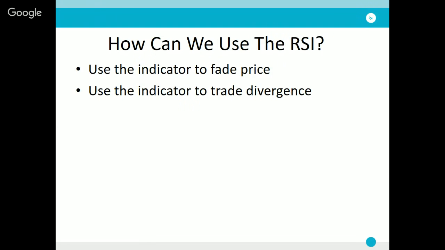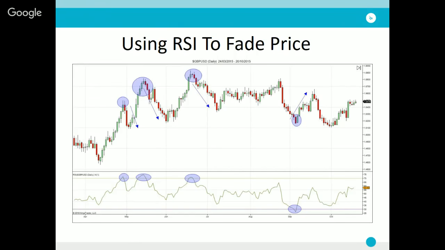So let's look at an example and talk about this a little more. Okay, so this is a daily chart of sterling dollar over a roughly 6-month period. And you can see highlighted on the chart, there have been quite a few occasions where the RSI indicator has moved into extreme levels. And look how price has reacted each time we've moved into these extreme readings.